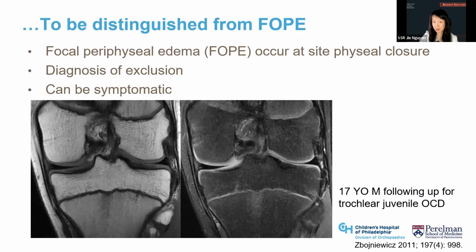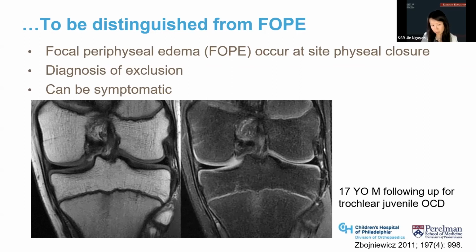This is to be distinguished from FOP, which is focal periphyseal edema, which occurs at the site of normal physiologic physeal closure, which in this case in the knee is centrally for the tibia and the femur, and the tibia precedes the femur by about half a year or so. And this is usually a diagnosis of exclusion, but these can be symptomatic. So if you don't see anything else and you see a lot of edema, that can be painful to bring the patient to get the MRI.